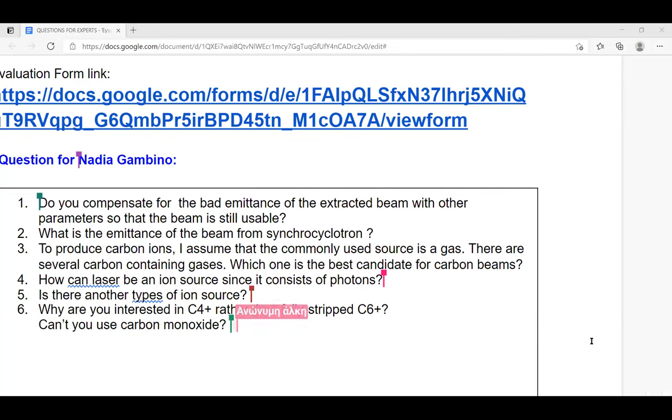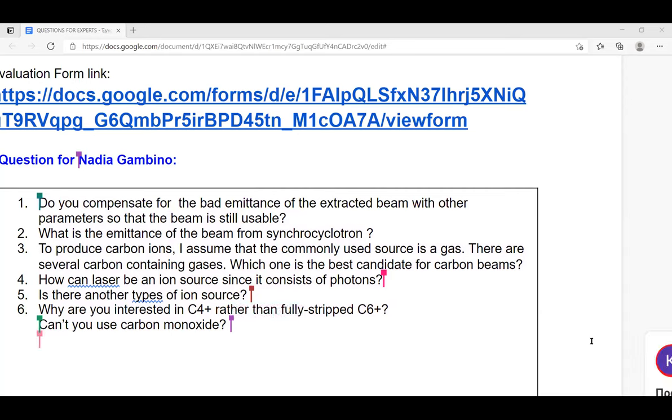Is there another type of ion source? I don't know in which sense this is meant. There are several types, but as I mentioned in my talk, the main families are the discharge ion source, RF ion source, and plasma ion source. Then you have other types of ion source, mainly for industrial application: surface ion sources, thermal ones, and so on. But I don't know if the question is too generic here, so I'm not sure.